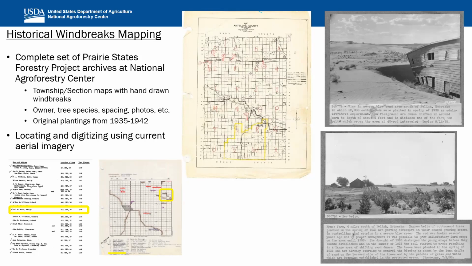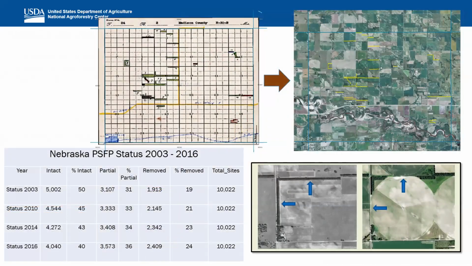So one thing we could do with this data is look at what's happening out there on the landscape since these trees were planted. So this shows how we take those old hand-drawn maps. We can identify the same area on aerial imagery and digitize those windbreaks. This allowed us to determine the status of the original planting locations. And while there may have been new windbreaks planted in the same location in the preceding years, we know where those sites were and what is there now.